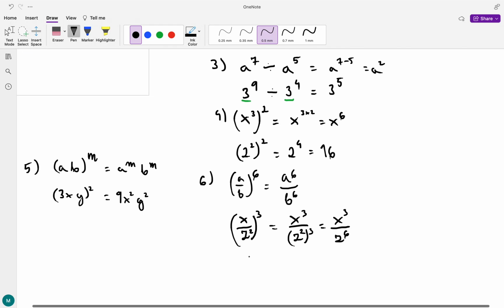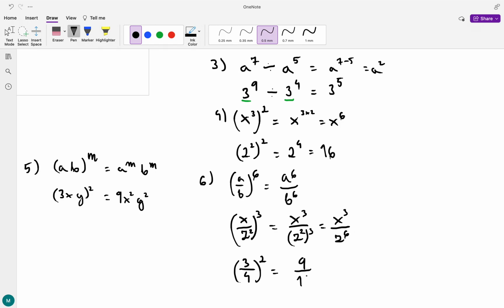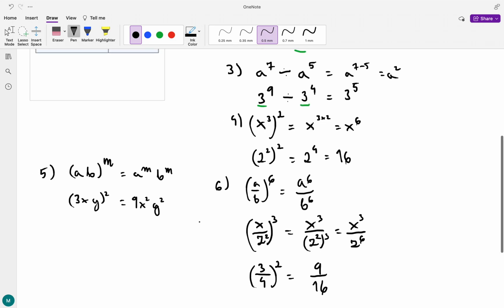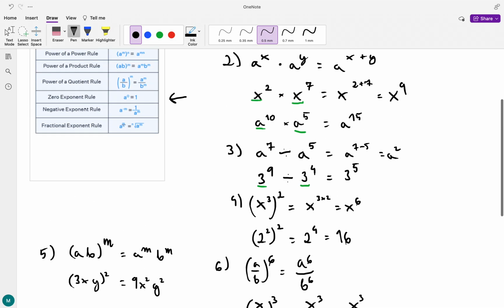And let's consider a numerical example. Let's say I want to do 3 over 4 squared. You can just say 9 over 16 because you applied second power to both the top and the bottom. All right. We already covered the zero exponent rule, so I'm not going to do any more examples on that specific rule. But let's talk a little bit about the negative exponents.